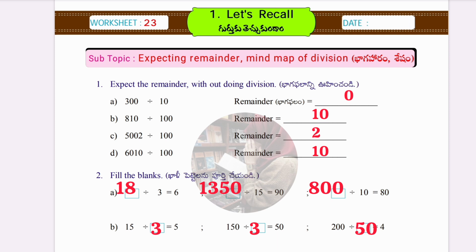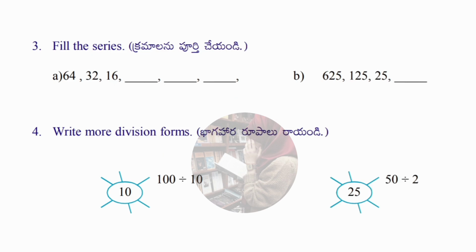Let's see the second Roman, which is fill in the blanks. Here we have to write which number divided by 3 gives the result 6. If you don't know how to do this type, then you should transfer 3 to the other side, then it becomes multiplication, meaning 6 times 3 is 18. So 18 will be the number which, divided by 3, gives 6 as the result. Okay, so the second one is 1350, next one is 800, like that do it for the rest of the numbers.